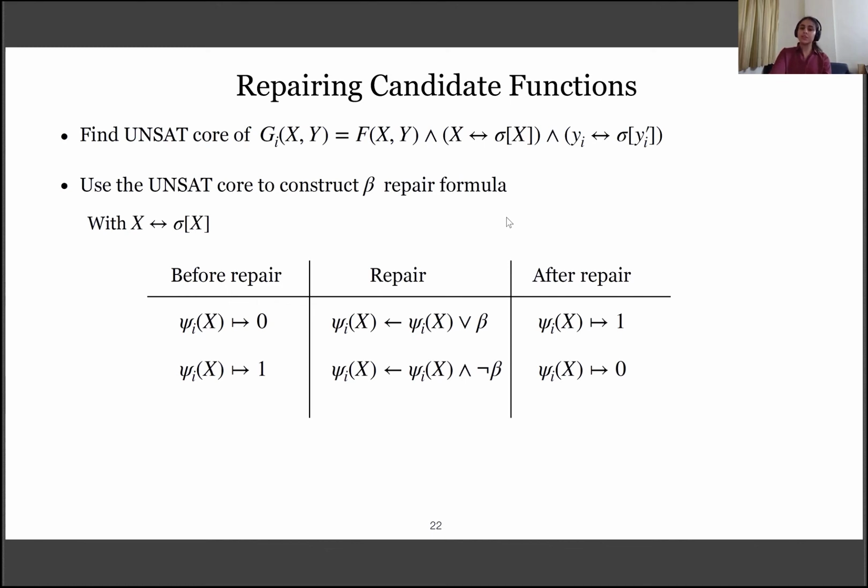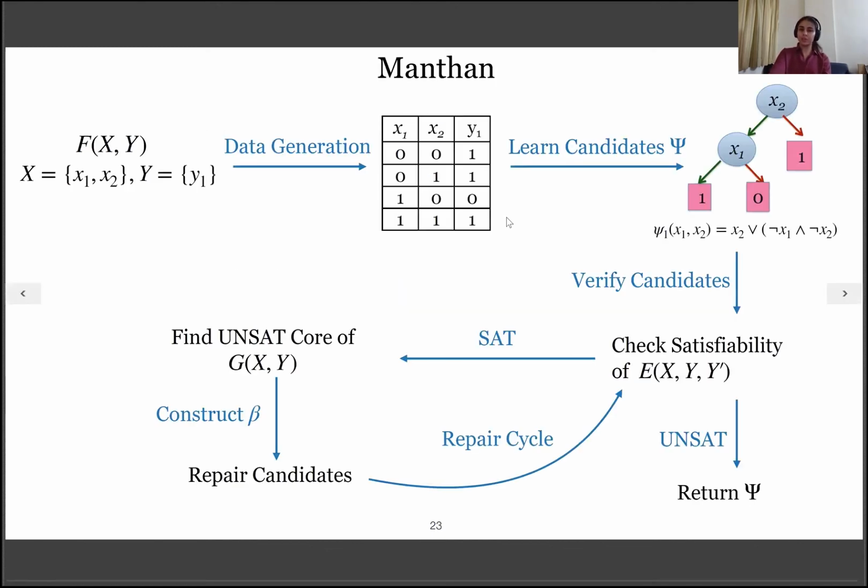So let us try to see the overall picture of Manthan in one frame. So Manthan takes f of xy as its input and it generates the data from the possible satisfying assignments of f of xy. With the data generated, it learns the candidate function psi with the help of a decision tree classifier. And it verifies whether the candidates are Skolem functions or not. To do so, it constructs an error formula and checks its satisfiability. If the error formula is unsat, it returns the Skolem function psi. Otherwise, the candidate needs to undergo a repair cycle.